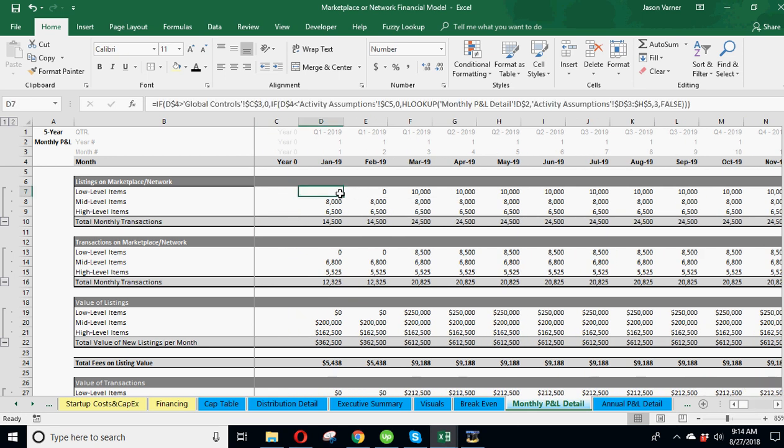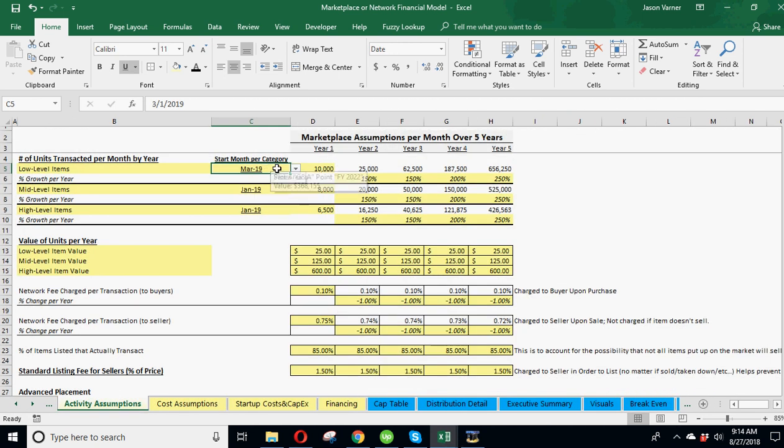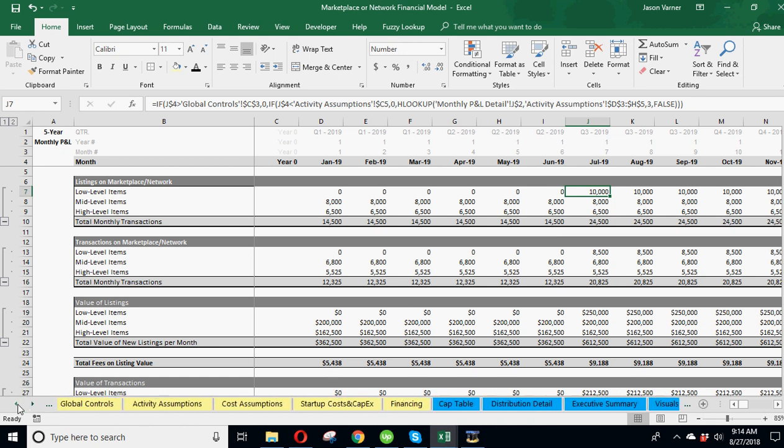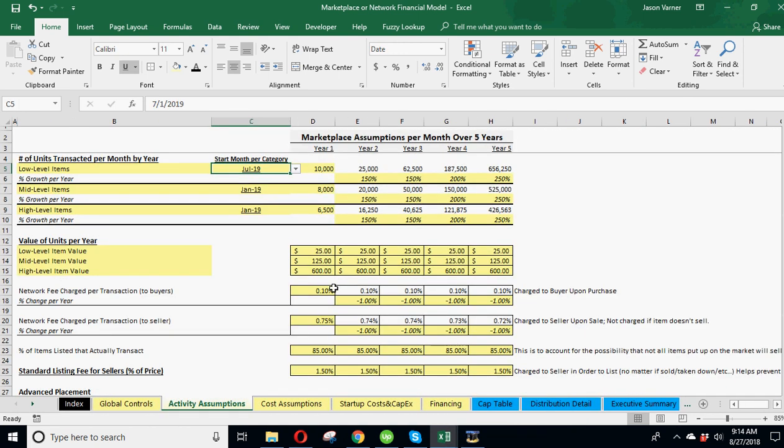So here we go. You can see that the first level of item is 0, and then in March it goes to 10,000. If I adjusted that to say July, you can see here it doesn't start till July. So all of these work. This has all been tested. Everything has been verified to work with the assumptions as you change it.